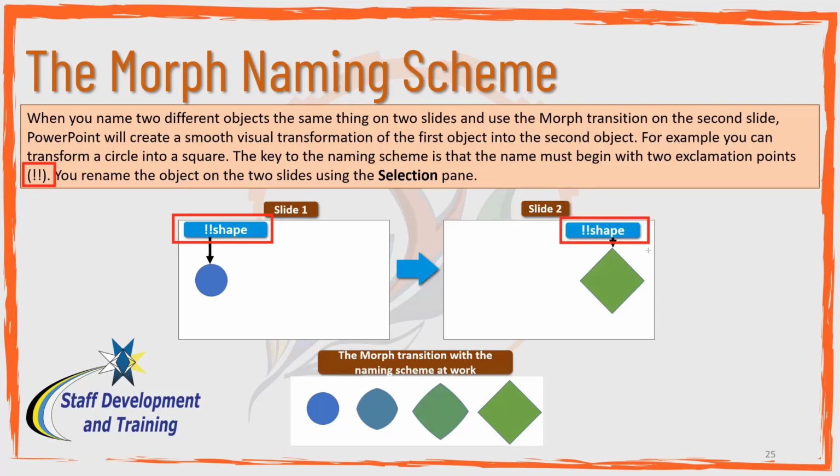And once it starts to recognize it, it'll pick those identical names in the selection pane, and it's going to morph it like so. I keep selecting the wrong one. So this is object 1 morphing into object 2.